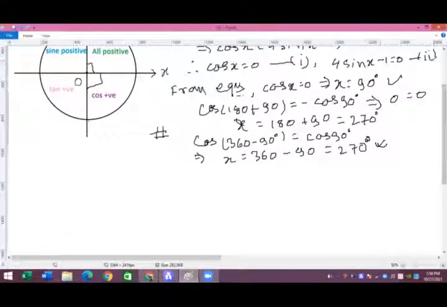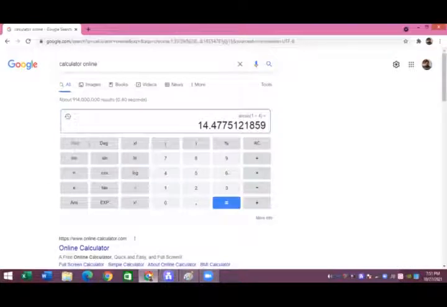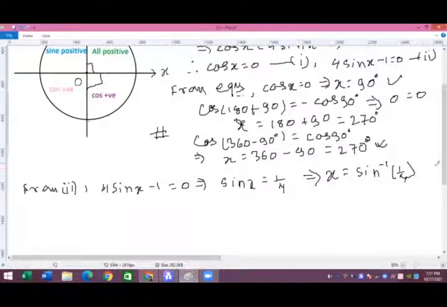Now let's check equation 2. In equation 2 you have 4 sin x minus 1 equals 0, and if you simplify it further, then sin x equals 1 by 4. Then if you transpose this to the other side, x equals sine inverse of 1 by 4. Now go to the calculator.